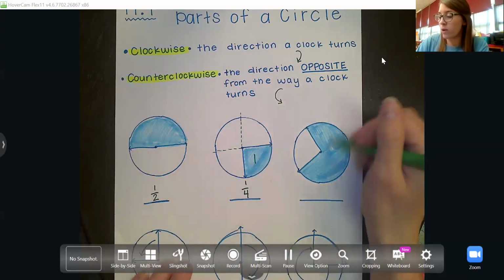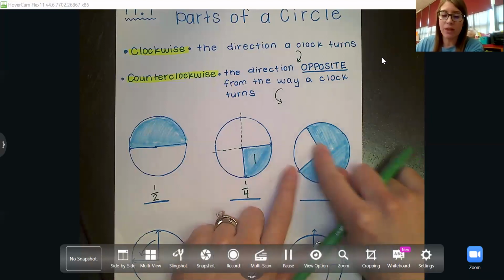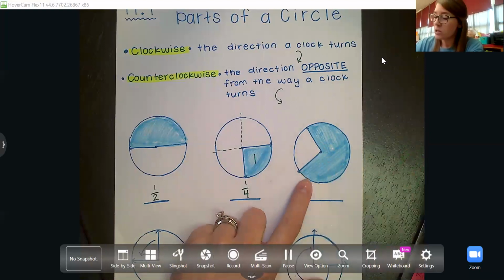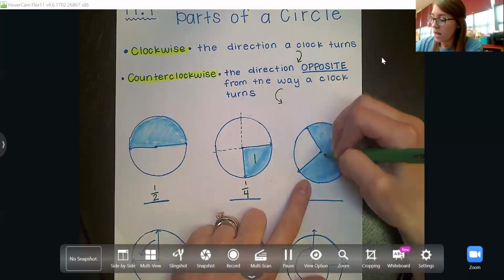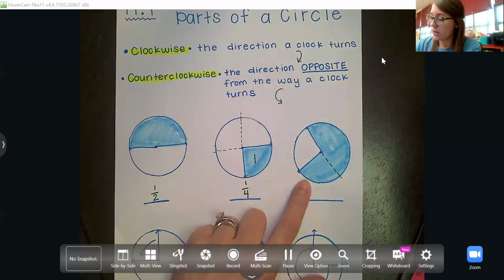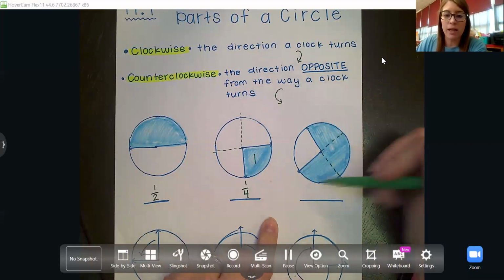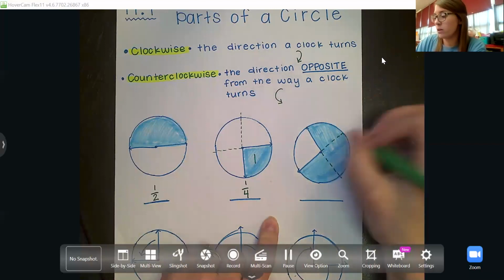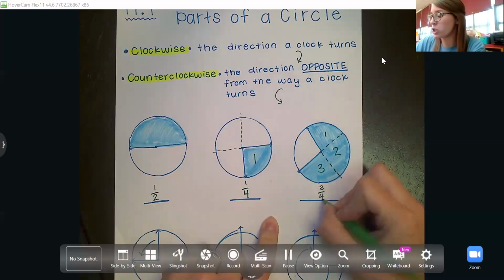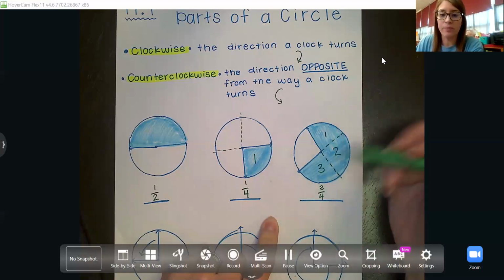And then we've got this one. Same thing. It's really hard to tell when it's kind of off to the side like this and there's no lines that are continued all the way throughout the circle. So I'm going to take those lines that are already there and I'm going to extend them to the edges of the circle. And then I'll do the same thing with this one. How many of those parts are shaded in? Very good. 1, 2, 3 of the 4 are shaded in. So that is 3/4 of a circle.